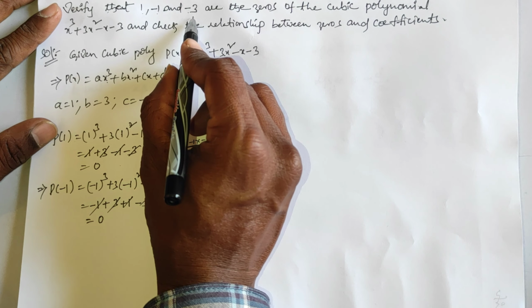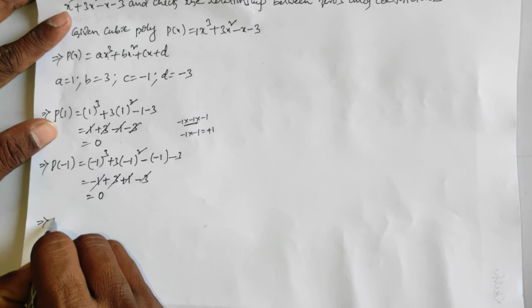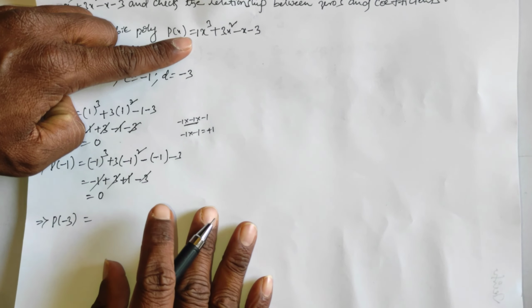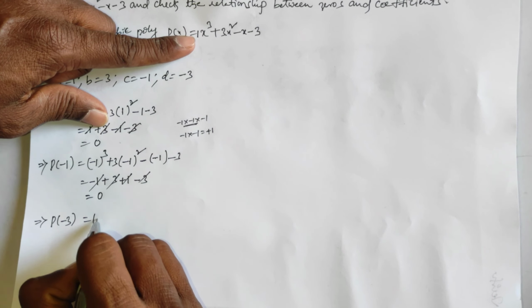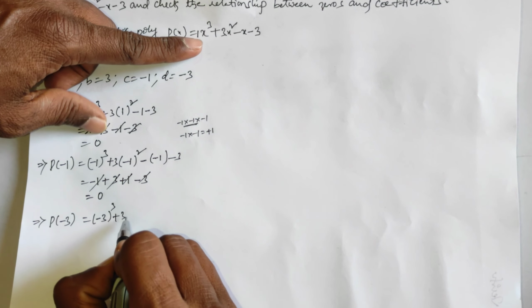Then the last one is minus 3. Now we have to replace x by minus 3. So P of minus 3. Now replace in this given polynomial: x cube indicates minus 3 whole cube, plus 3 times x square. x means what is there here?